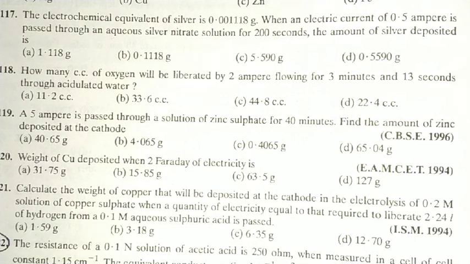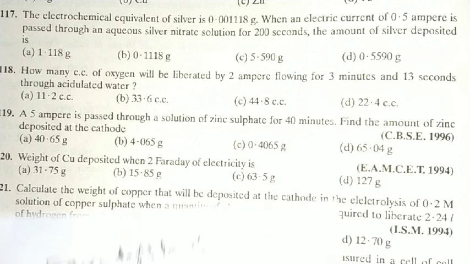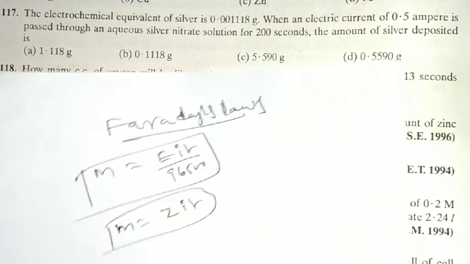As per my textbook, question number 117. The electrochemical equivalent of silver is 0.001118 grams. When an electric current of 0.5 ampere is passed through an aqueous silver nitrate solution for 200 seconds, the amount of silver deposited is. See, it is a direct formula based question.